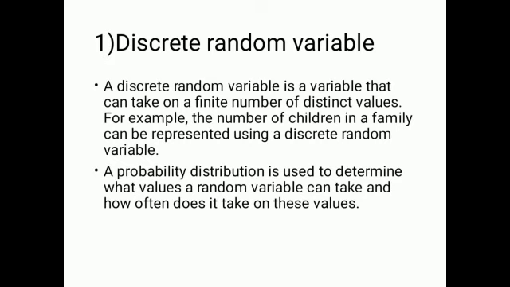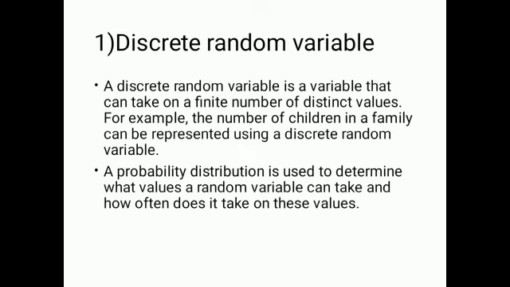First one is a discrete random variable. A discrete random variable is a variable that can take on a finite number of distinct values. For example, the number of children in a family can be represented using a discrete random variable. So the number of children in a family is countable, no? So countable is defined as a discrete random variable.